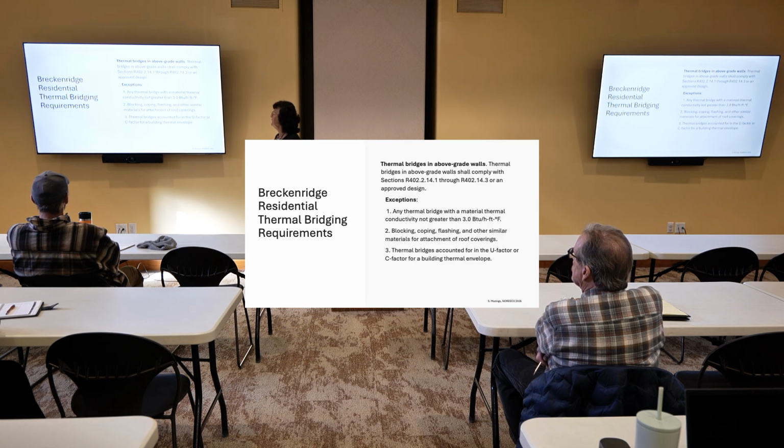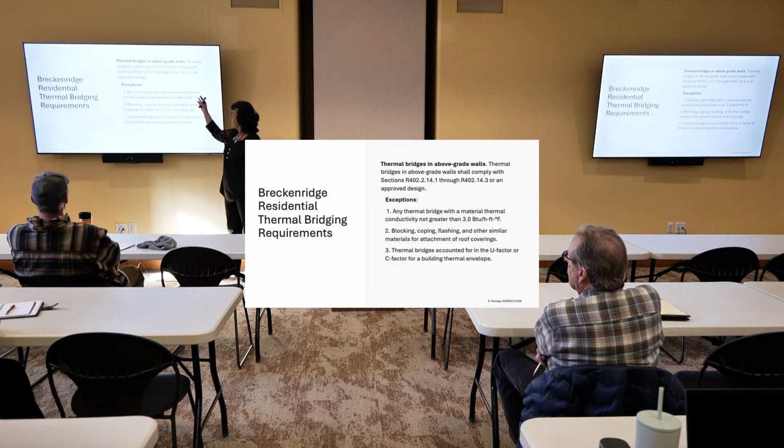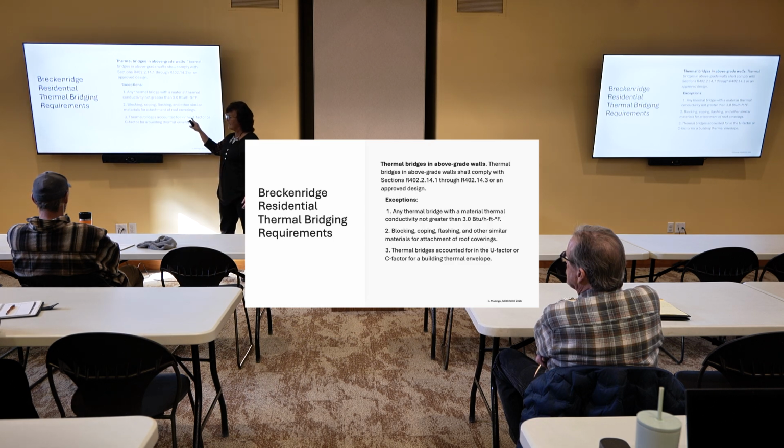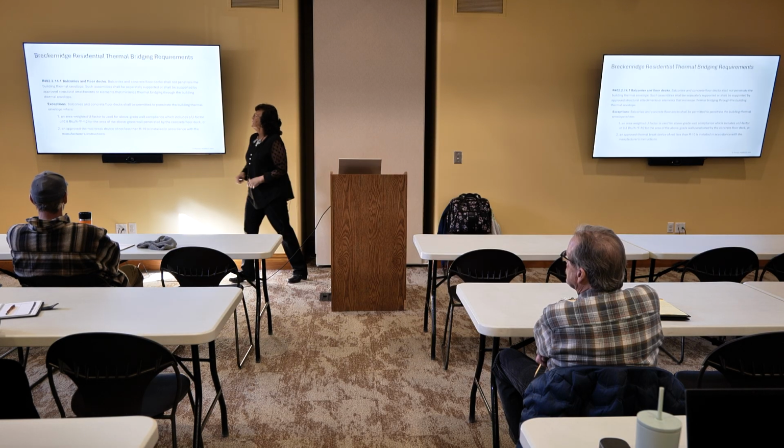Okay, doing good. All right, residential thermal bridging. Thermal bridges in above grade walls must comply. Some exceptions: any thermal bridge with a material of low thermal conductivity. If it doesn't have a lot of conductivity, we're okay. Use it, right? You don't have to mitigate that. Blocking, coping, flashing, and other similar materials for the attachment of roof coverings. If you already account for that thermal bridge in the overall U factor of your wall, you don't have to worry about it. How many of you are accounting for the thermal bridge in the overall U factor of your wall? Yeah. Okay.